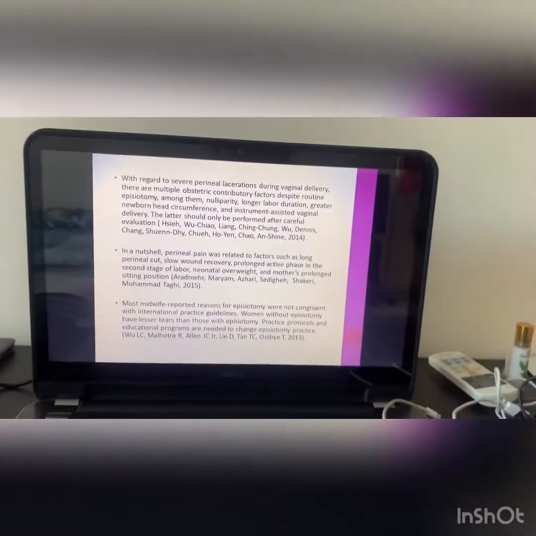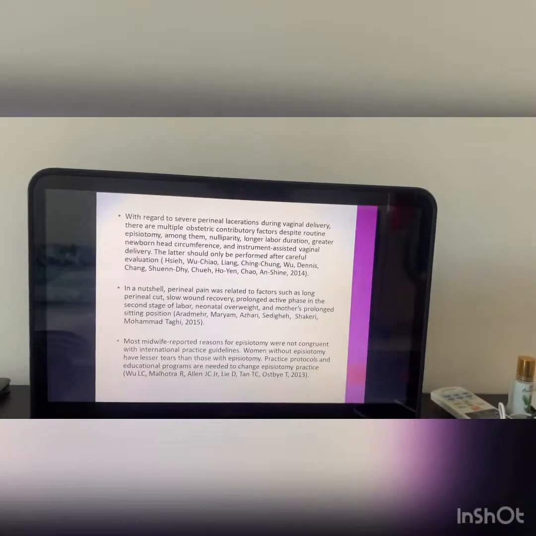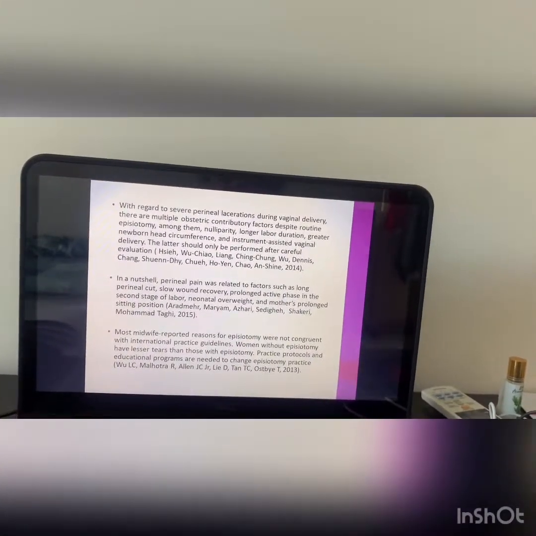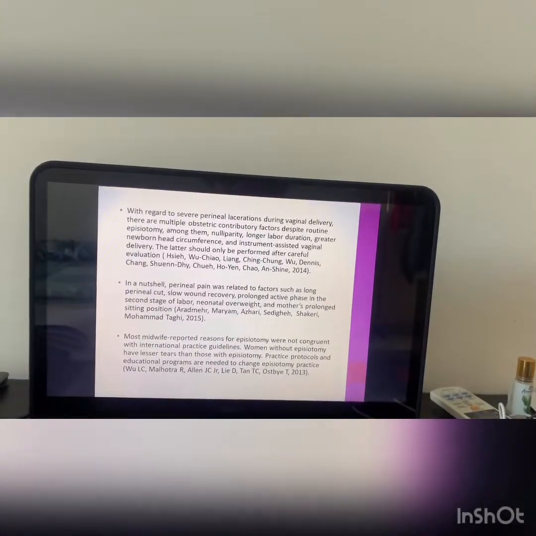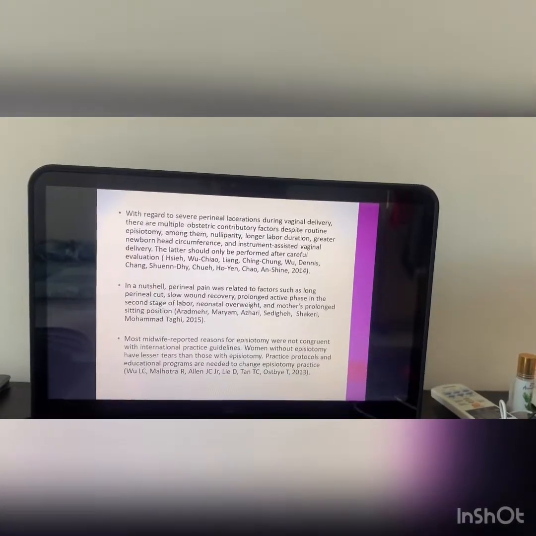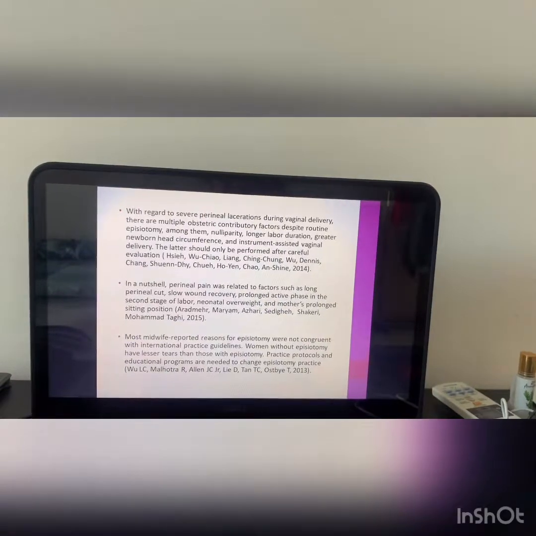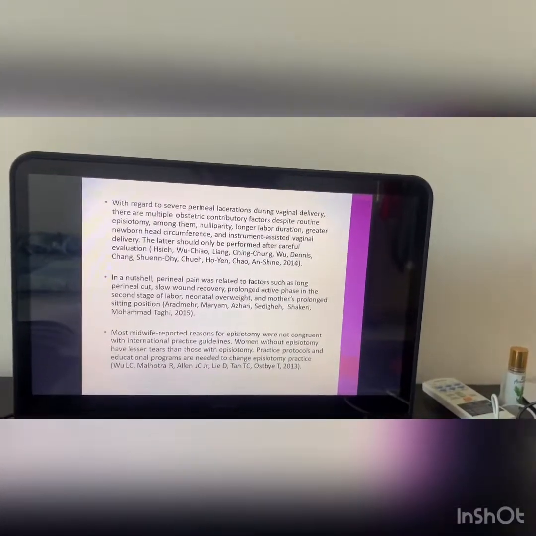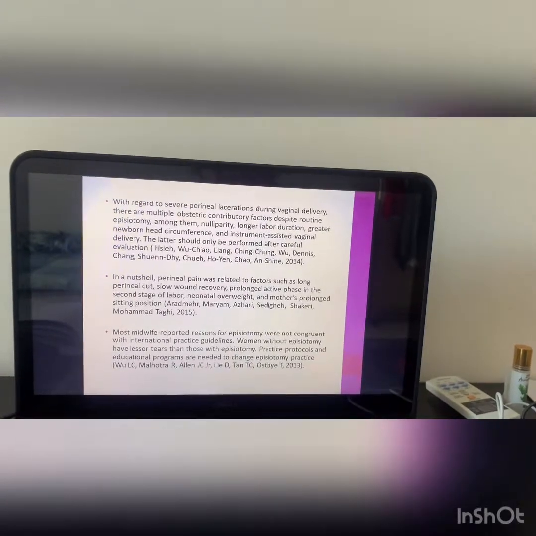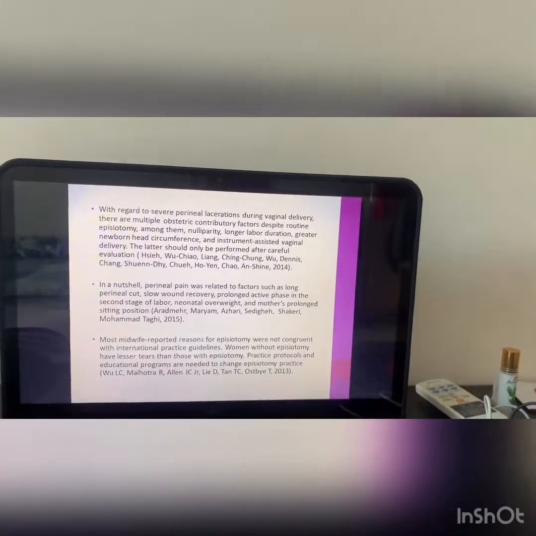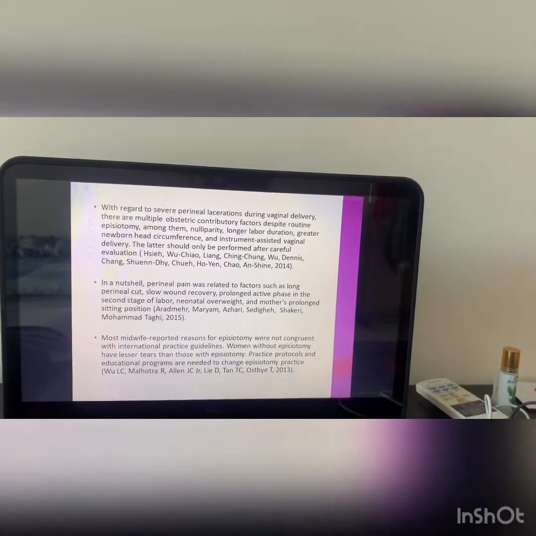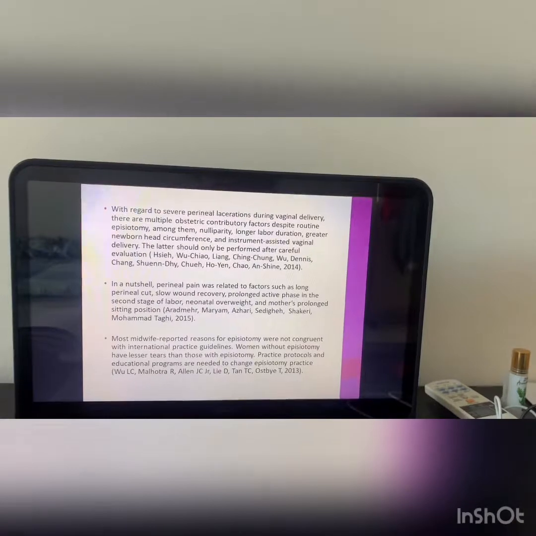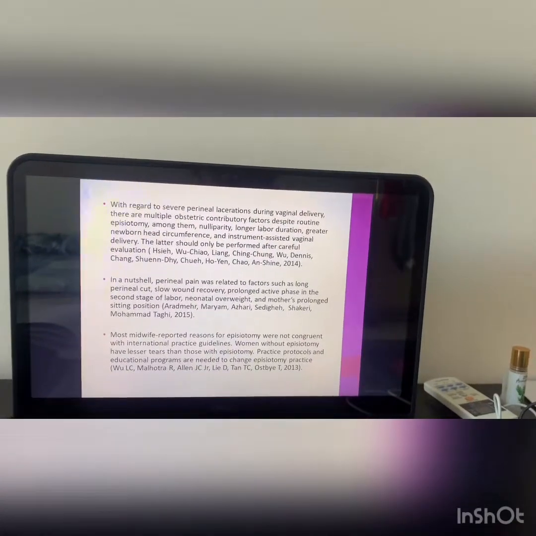And according to researchers from China in 2014, with regards to severe perineal laceration during vaginal delivery, there are multiple obstetric contributory factors despite routine episiotomy among them: nulliparity, longer labor duration, greater newborn head circumference, and instrumental assisted vaginal delivery. The latter should only be performed after careful evaluation.